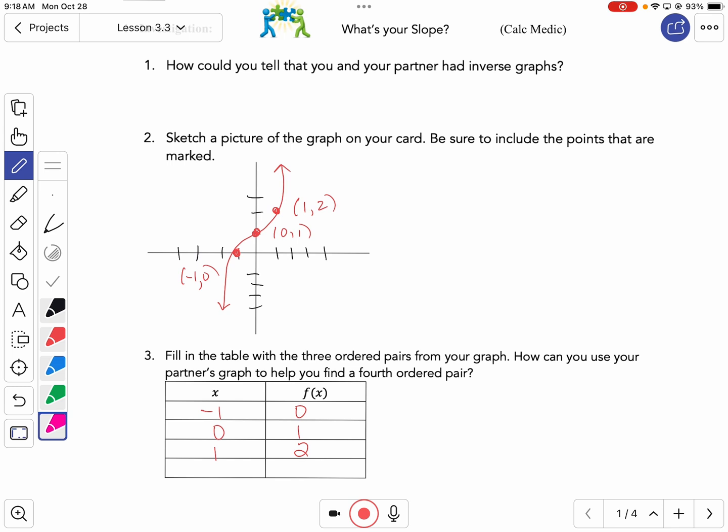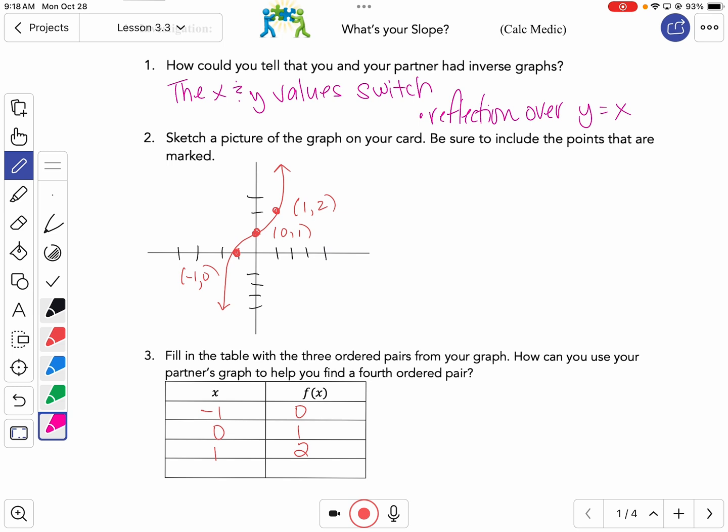All right, so let's kind of walk through this together. How could we tell that we had inverse graphs? What was it that clued us in that they were actually inverses? What is it we had to look for? Yeah, the x and the y values had switched. And that's the basic definition of an inverse. You could have also said it was a reflection over the line y equals x. All the things that we learned back in pre-cal. So the x and the y values were switched.